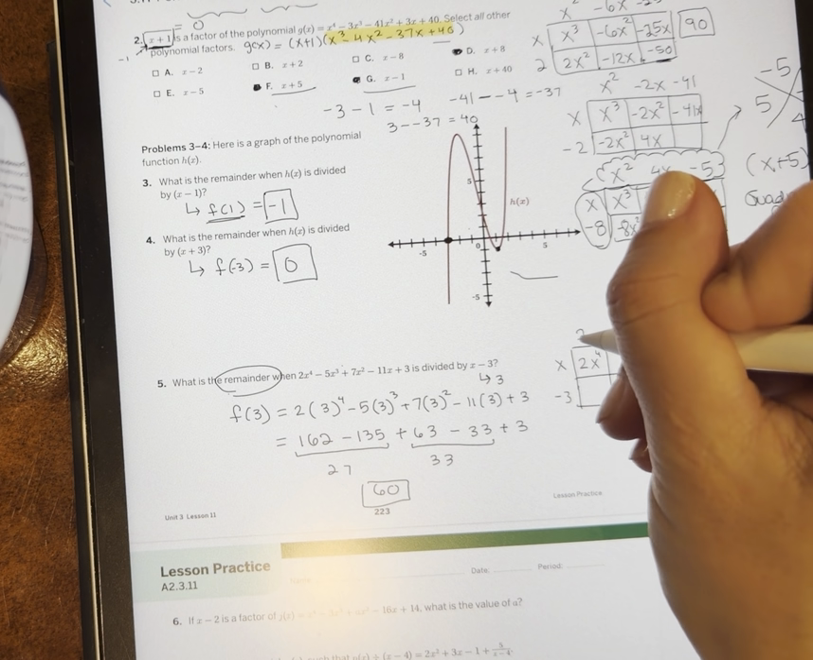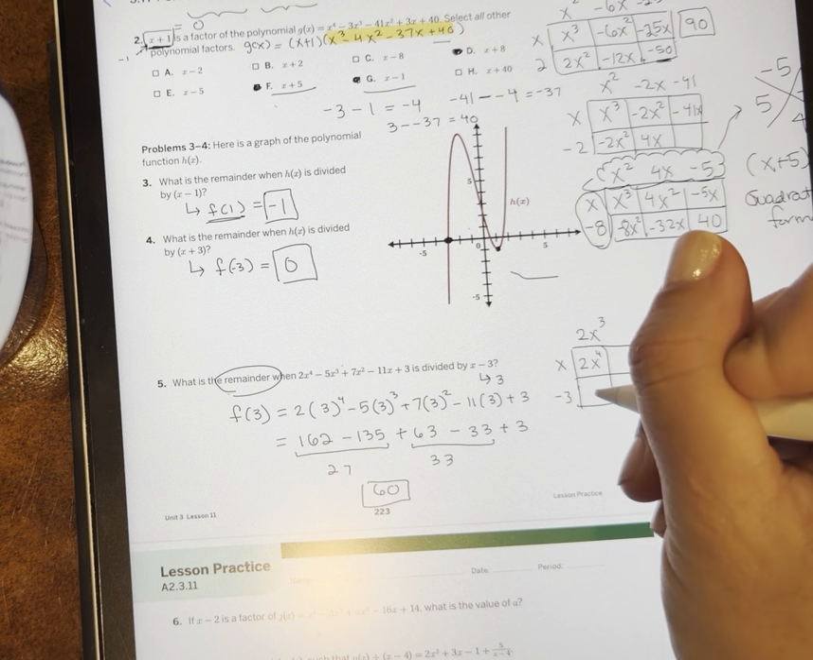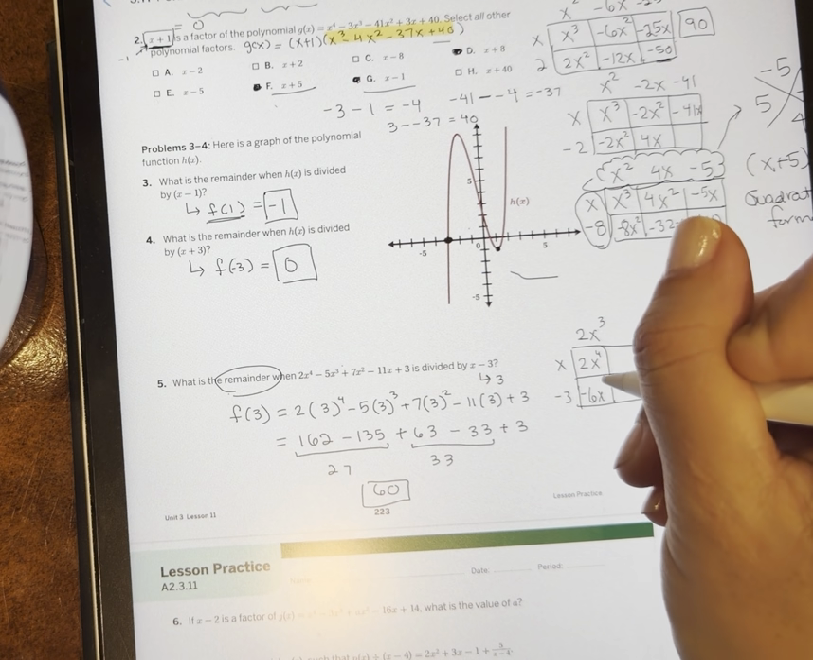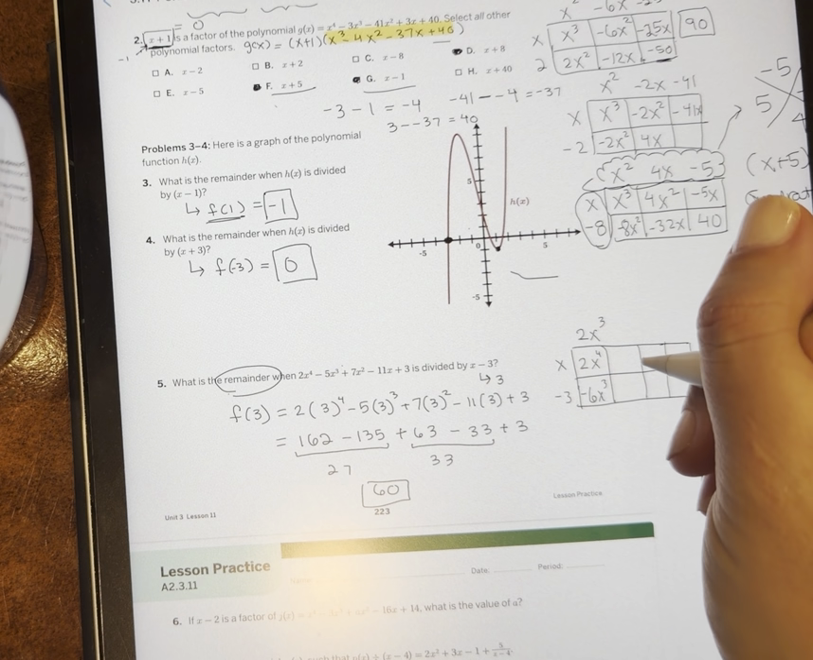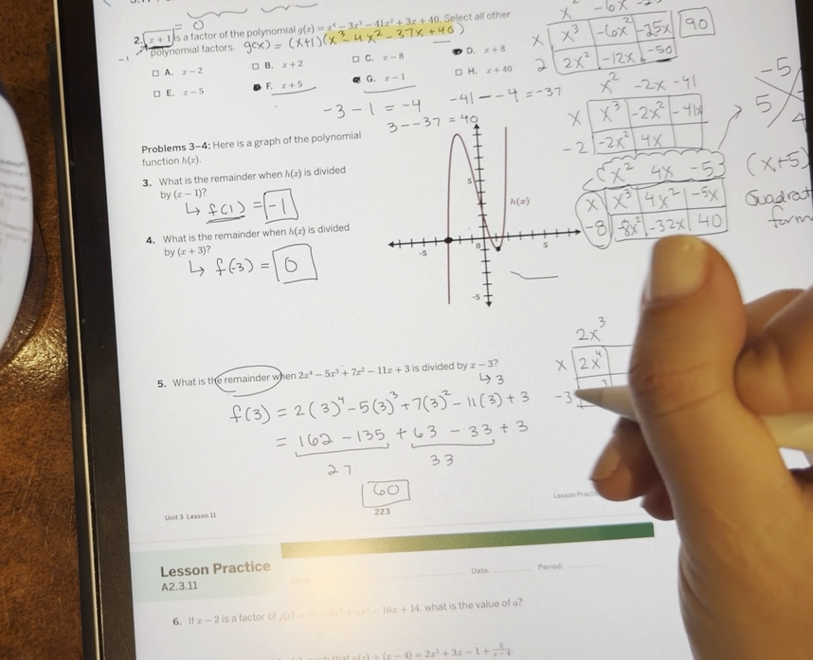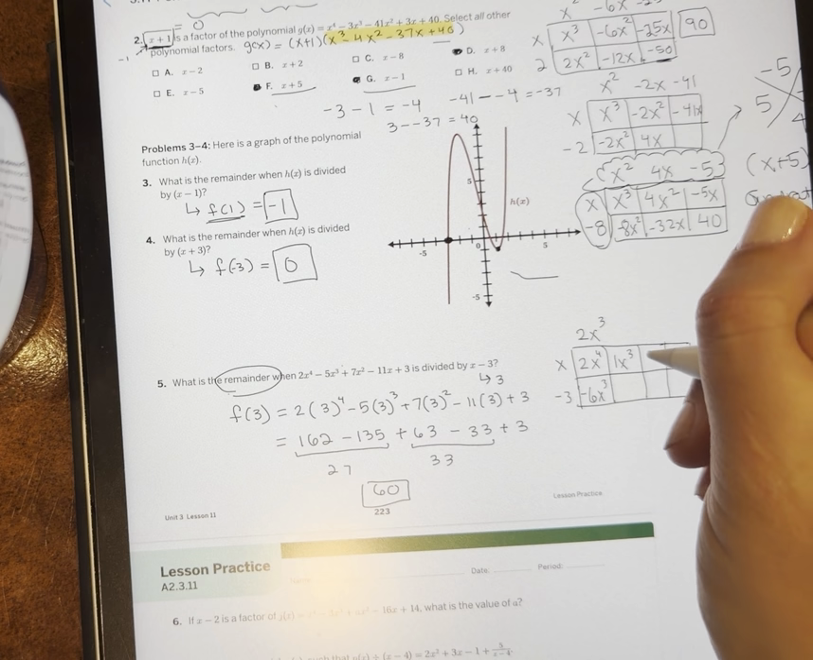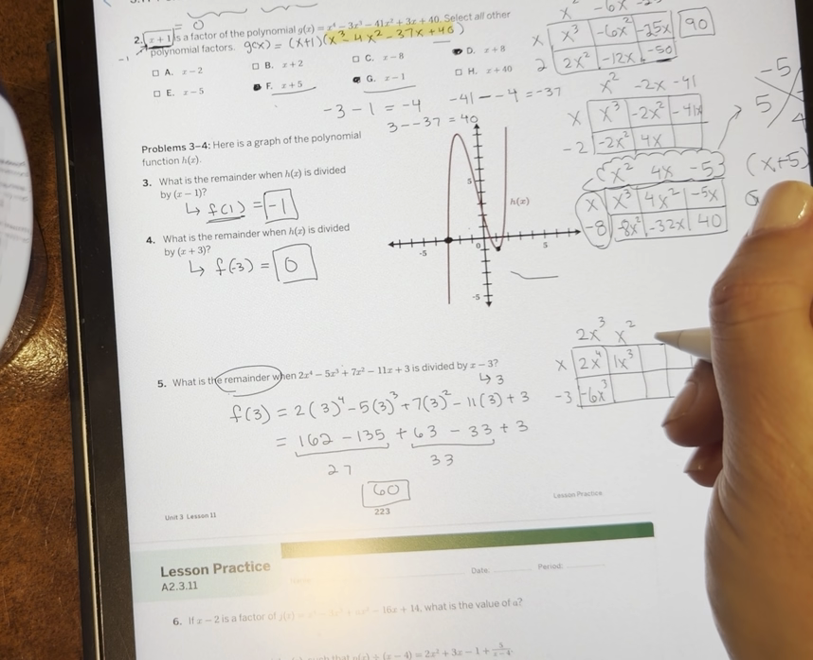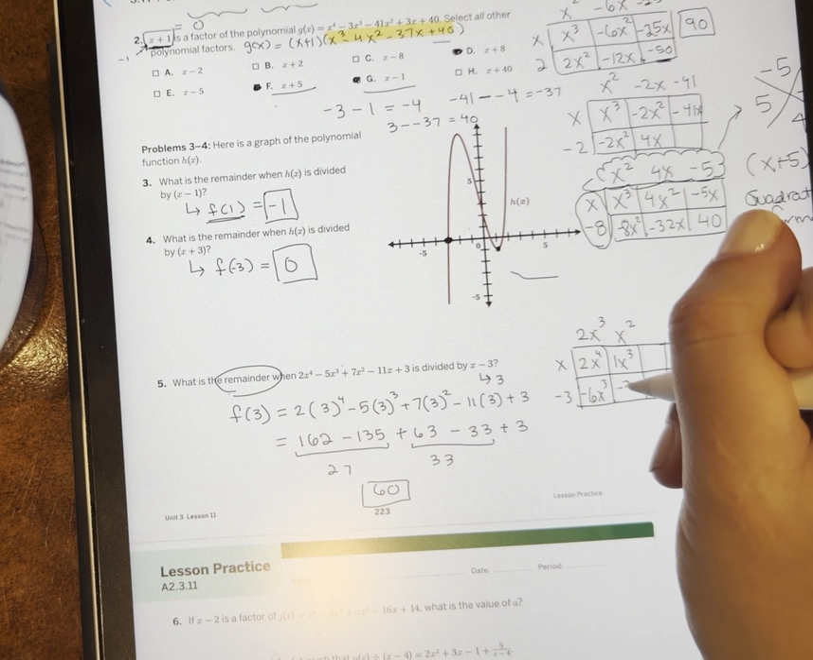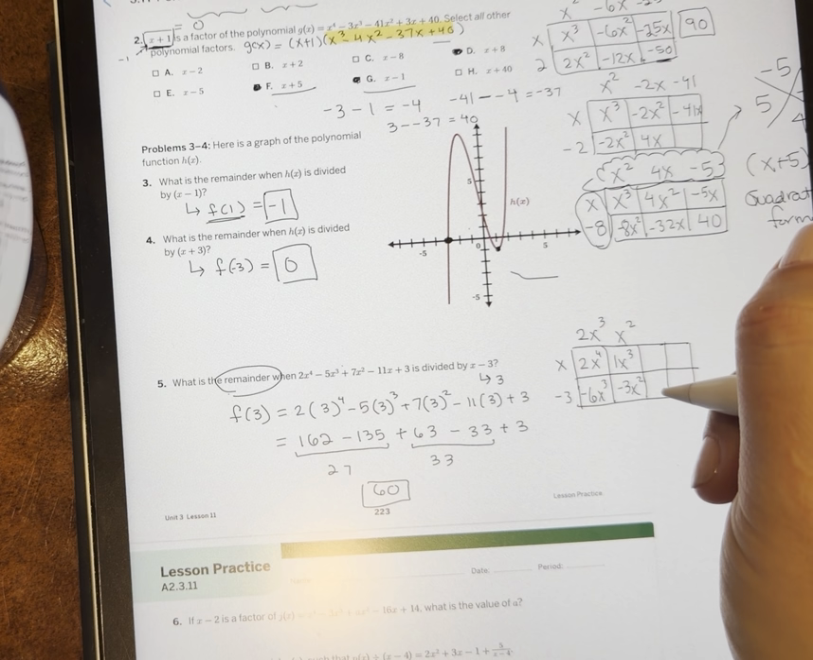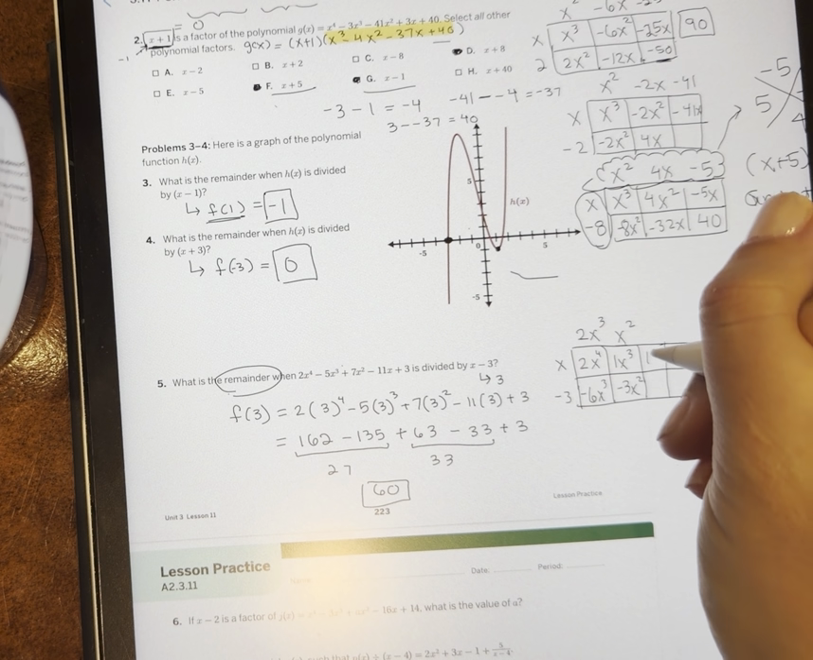Okay, 2x cubed, negative 6x cubed. And then it's a negative 6. I want a negative 5, so I need a 1 x squared, negative 3x squared. So I need 10.